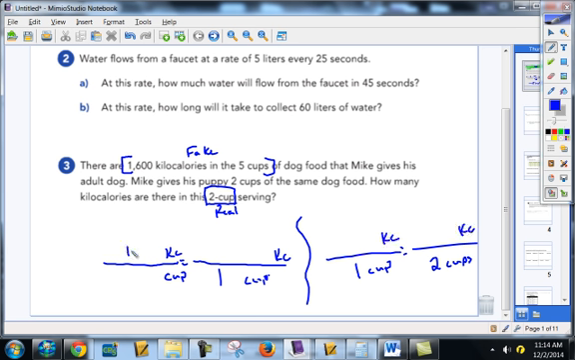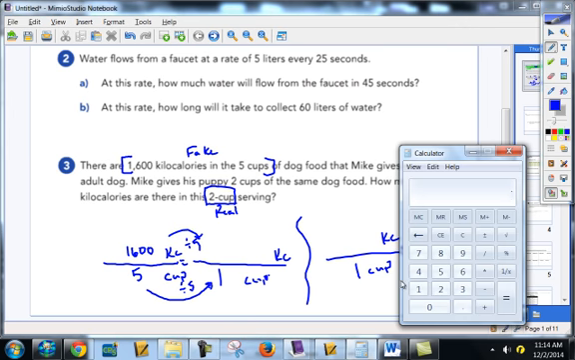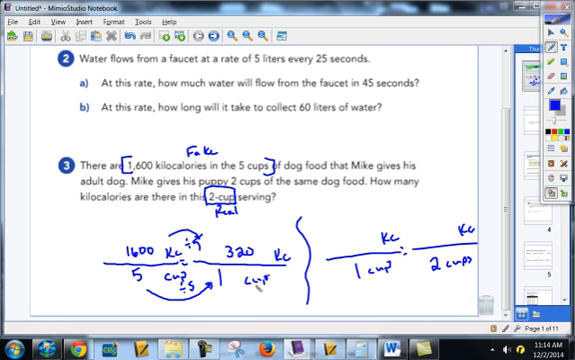Okay, so I take my fake ratio and put 1,600 to 5. Well, how many is that per cup? Well, I divide by 5. Get out my calculator. 1,600 divided by 5 is going to give me 320. So I know that each cup is 320 kilocalories. Okay? Then I go ahead and bring my unit rate over here. And now I say, okay, well, what about 2? Well, I'm going to multiply by 2, multiply by 2, and that's going to give me 640 kilocalories. Okay? So that's exactly what that is.